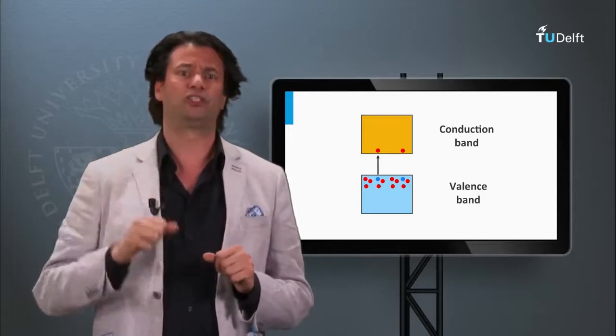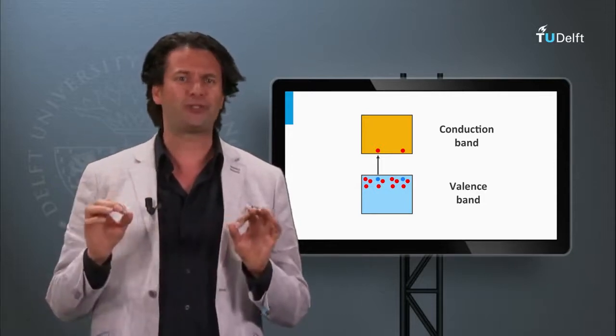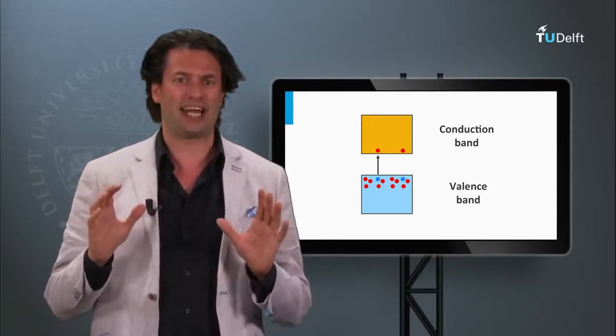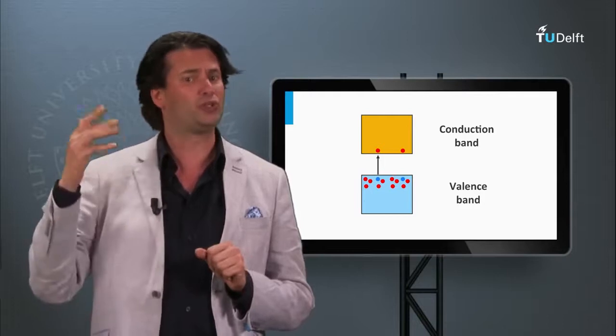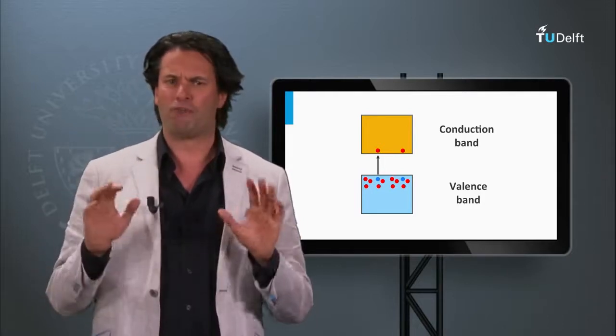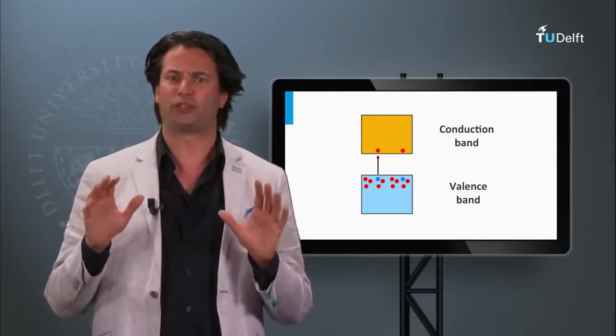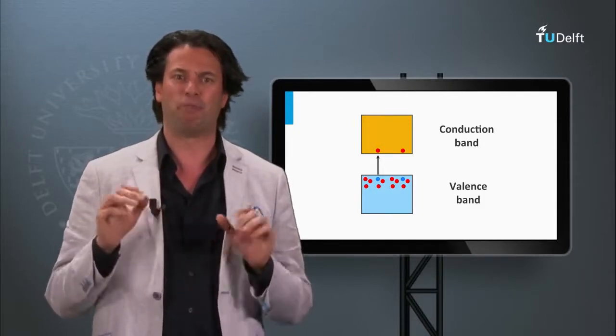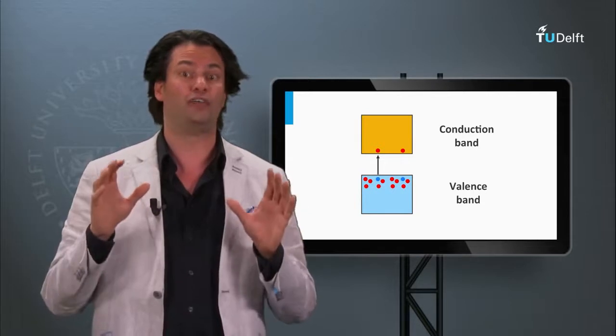The third option, which is very important to solar cells, is to use the energy in light to excite electrons from the valence band to the conduction band. Before I discuss these various routes to excite charge carriers, I will first discuss the important concept of the Fermi level.